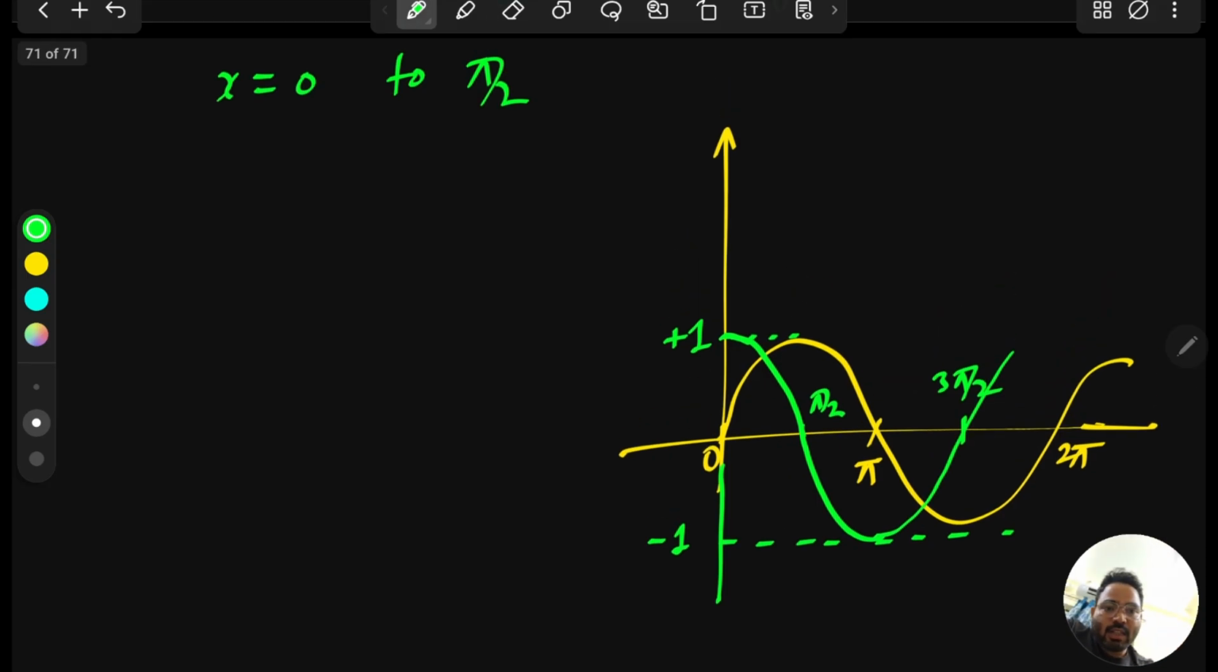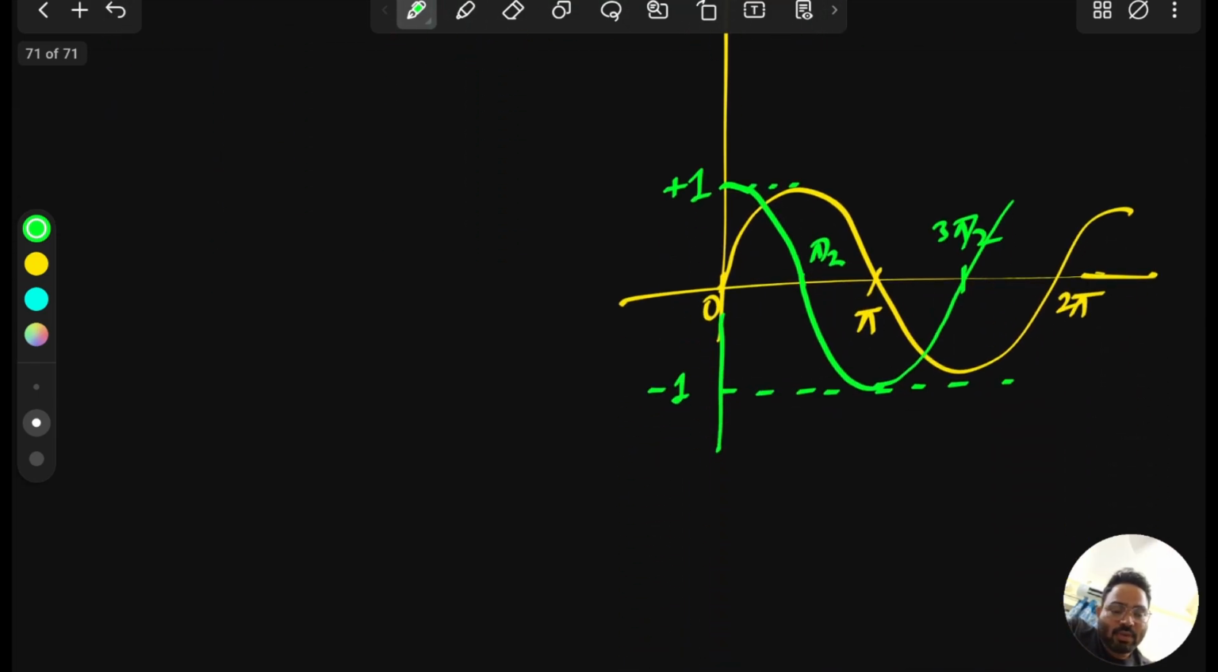So we have to find the area from where to where? 0 to pi by 2. So we have to find the area from 0 to pi by 2. Which area do we have to find out?